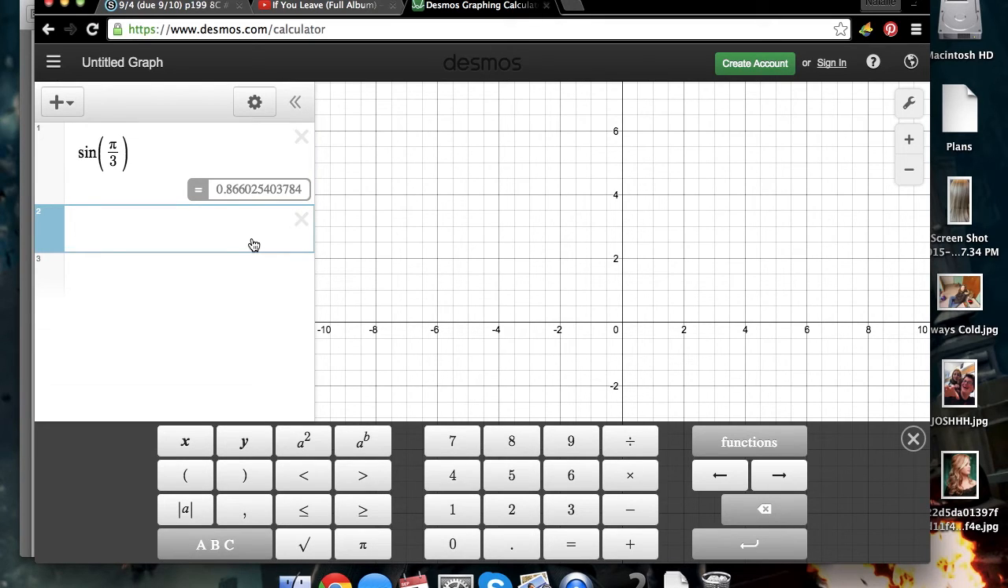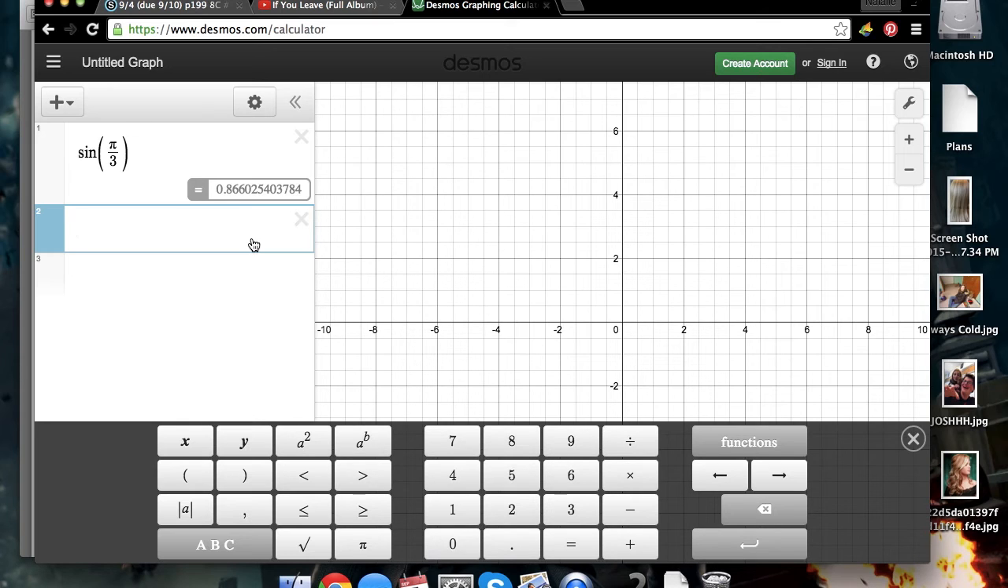So 180 degrees in radians is the same thing as just pi. You can use your unit circle for that. I'm looking at mine right now because I don't think I could do it without it at the moment. So 180 degrees is the same thing as pi. 90 degrees is pi over 2, and 180 degrees is just pi.